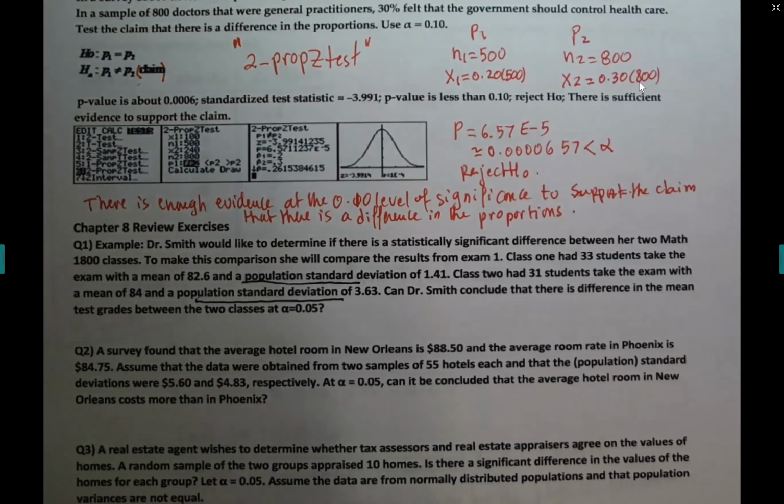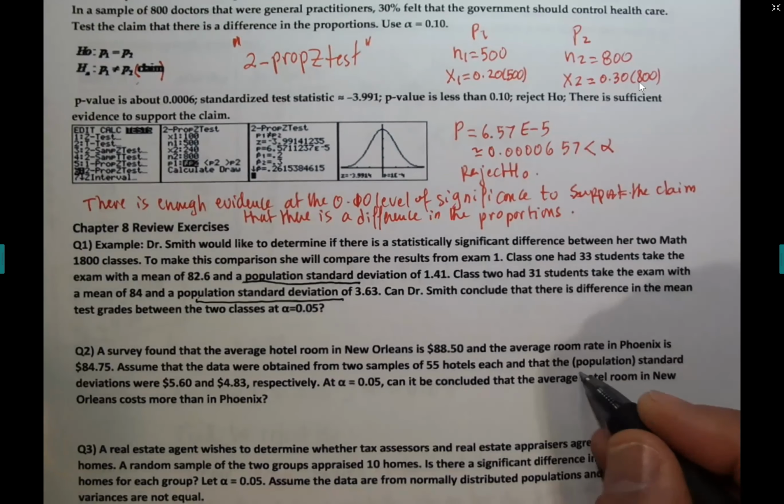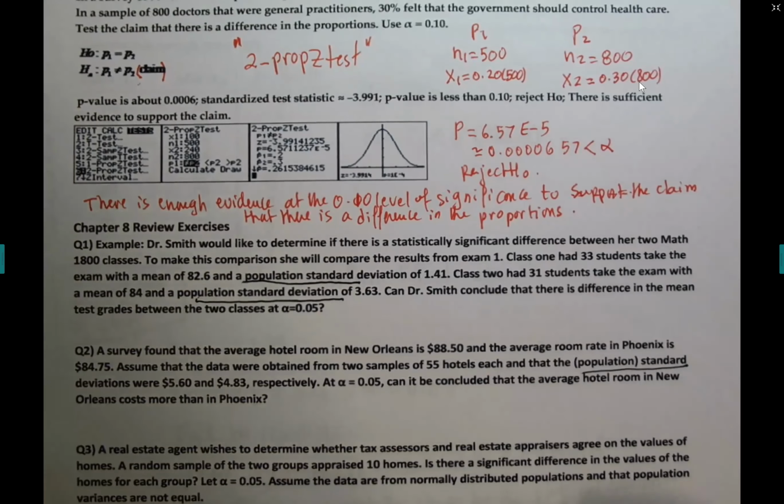Number 2, a survey found that the average hotel room in New Orleans is $88.50. And the average hotel rate in Phoenix is $84.75. Assume that the data were obtained from 2 samples of 55 hotels each, and that the population standard deviations were $5.60 and $4.83. So he says population standard deviation, guys. You're stuck with a z-test here.